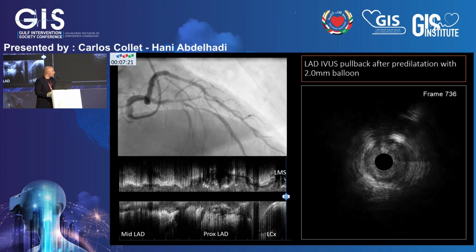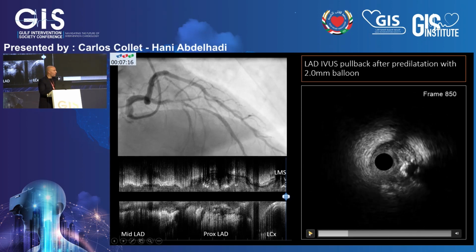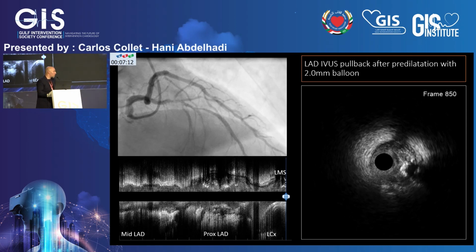So we started to do IVUS interrogation for this LAD. We decided at that point that this is going to be an LAD intervention. The first thing I wanted to do is get a better understanding of the anatomy so I can decide what I'm going to do about this. There's a lot of decisions to be made. How are you going to fix it? Do you need to be very aggressive with the lesion preparation? How are you going to deal with this bifurcation? Are you going to do it with a 1-stent strategy, 2-stent strategy, or something else?